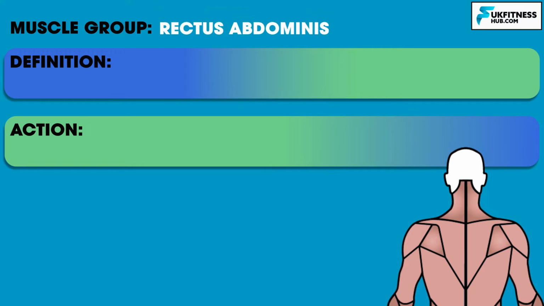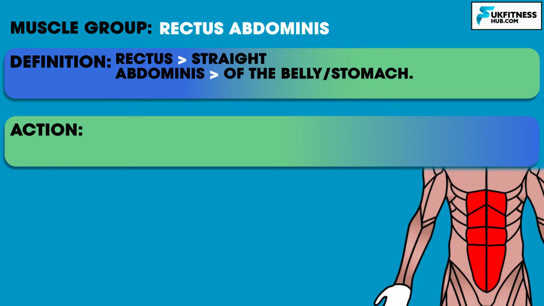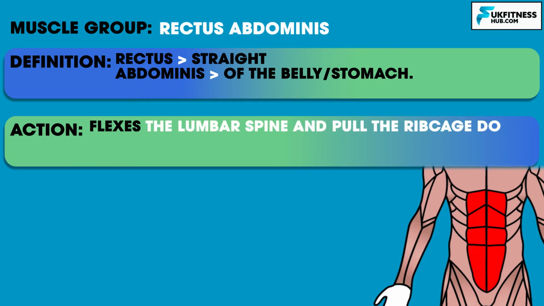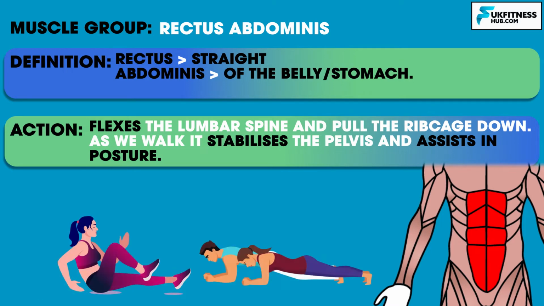Up next is the rectus abdominis, located here at the front of the abdomen. The word rectus in Latin means straight, and abdominis means of the belly or stomach. The rectus abdominis' actions are to flex the lumbar spine and pull the ribcage down. As we walk, the rectus abdominis stabilizes the pelvis and, of course, assists in posture. A classic gym exercise would be a sit-up or plank.